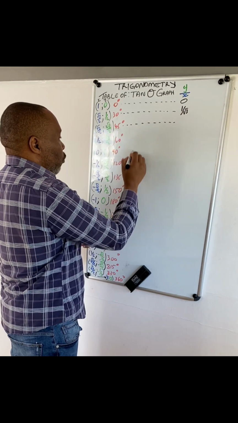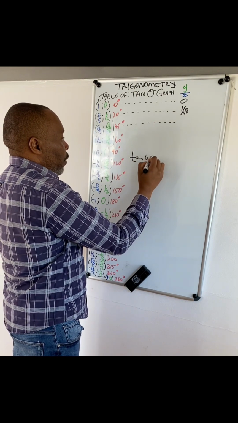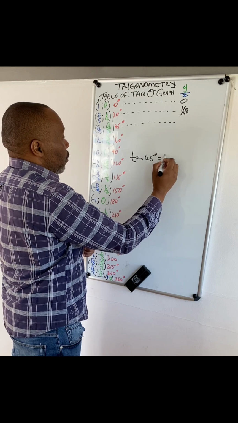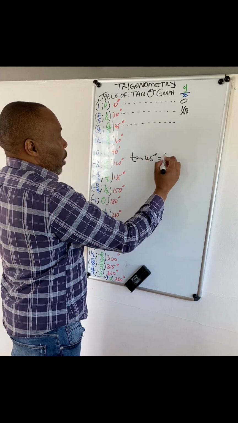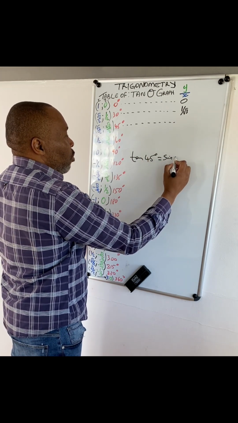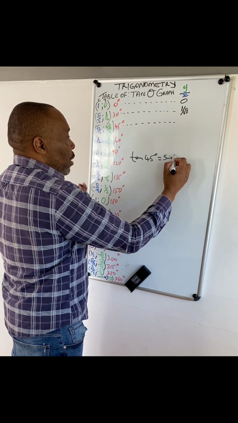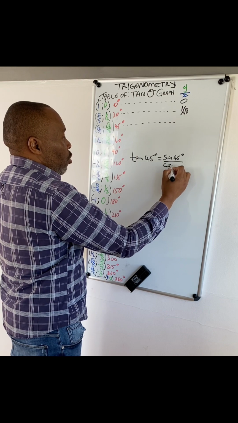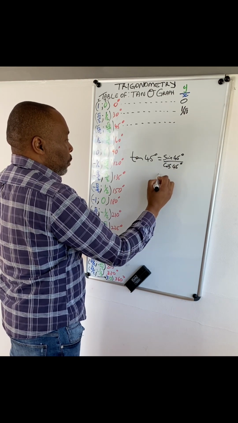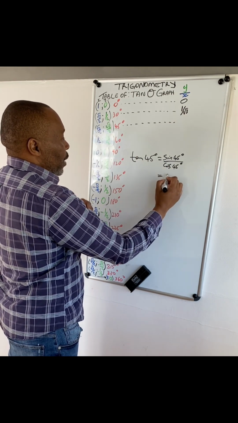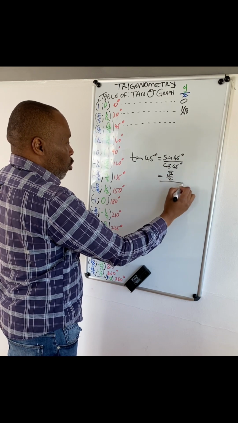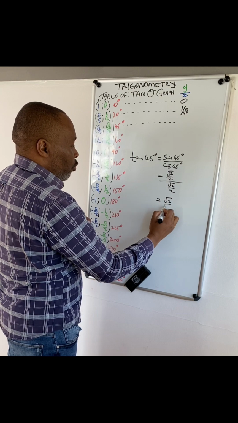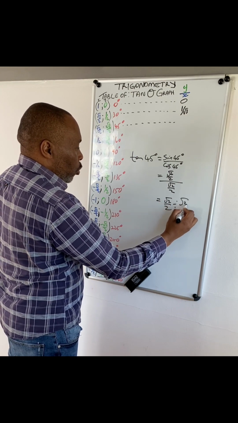So at 45 we have tan 45 degrees is equal to sine 45 degrees over the cos of 45 degrees, which is equal to root 2 over 2 all over root 2 over 2, which is root 2 over 2 divided by root 2 over 2.